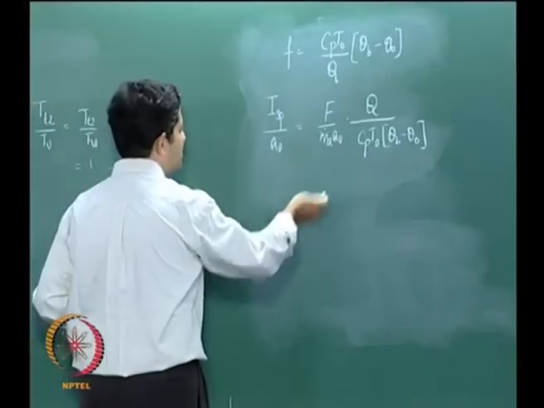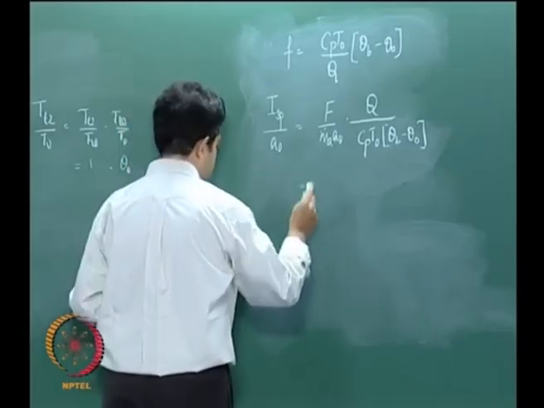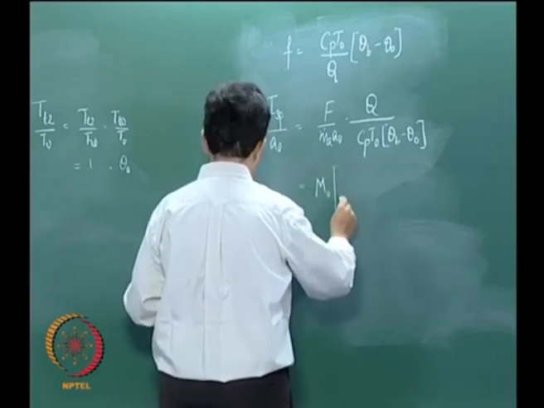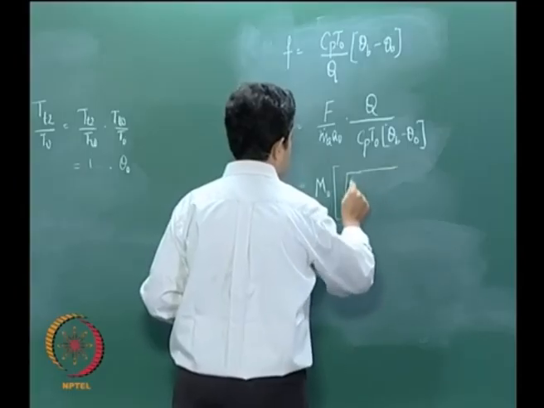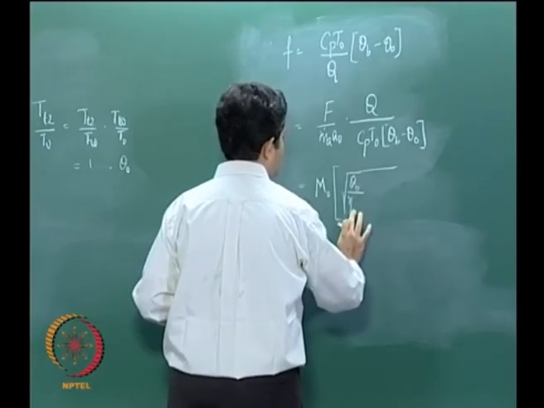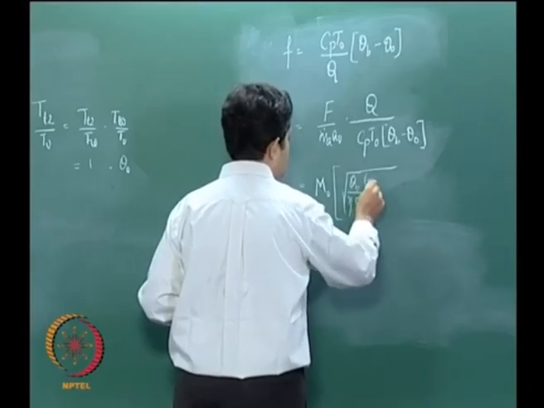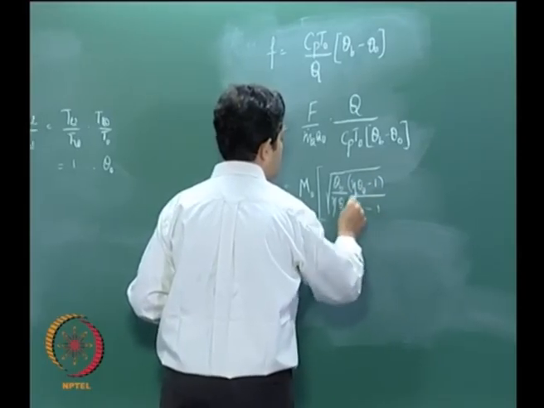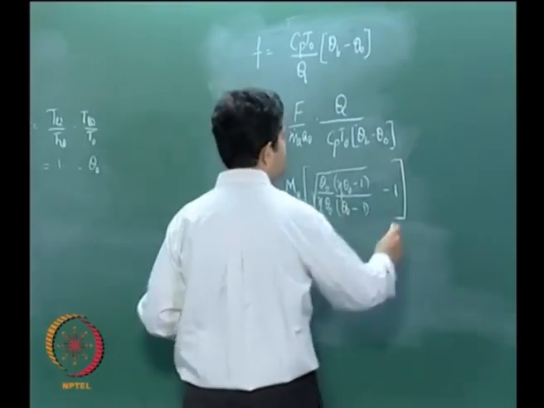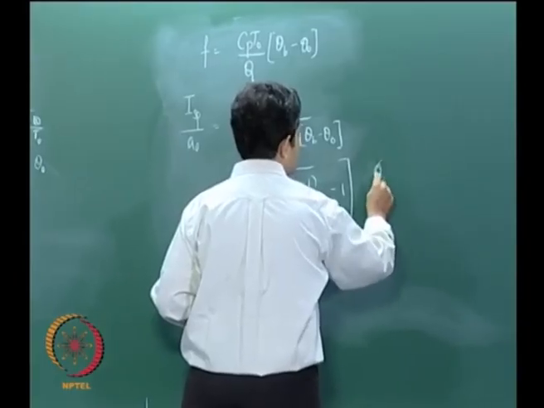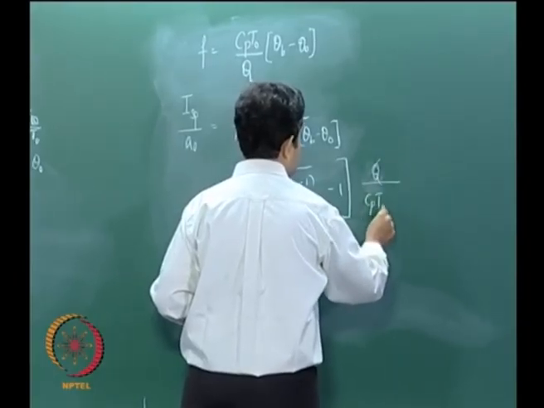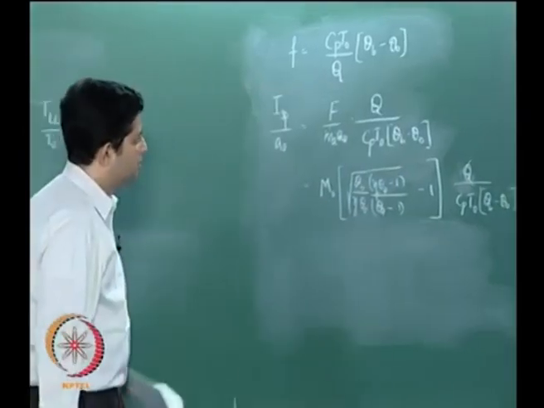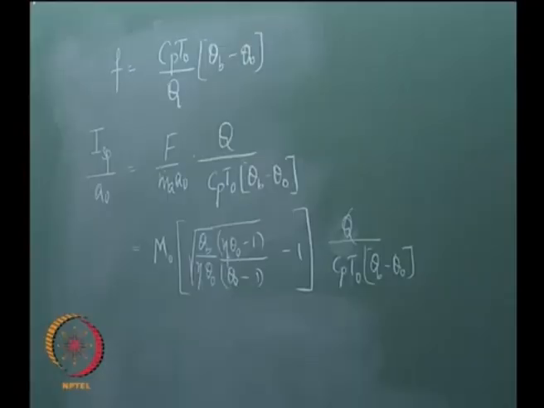And if we substitute the expression that we derived for F by m dot a naught, we will get this as theta B over theta naught into eta, theta naught minus 1. Okay. This is the expression for ISP by a naught.